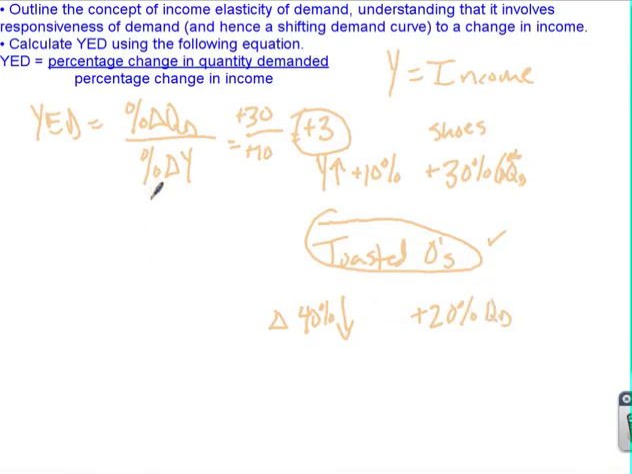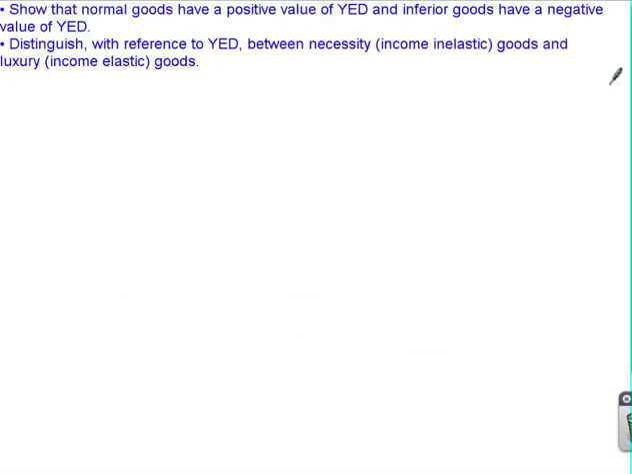And so what's the income elasticity of this product? So again, plug and chug. There's the plus 20 in the quantity demanded. And this is a minus 40 in the change in income. And so we would say that the Toasted O's have a negative 0.5 income elasticity. All right. So let's go to the next slide.